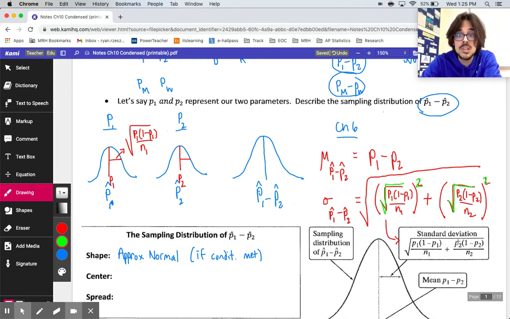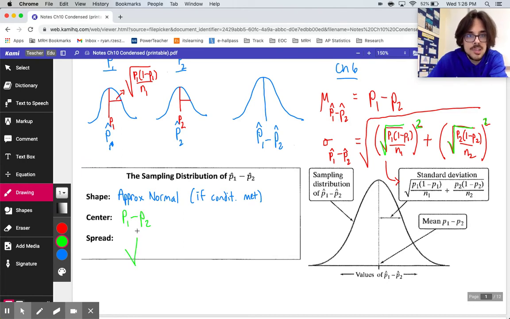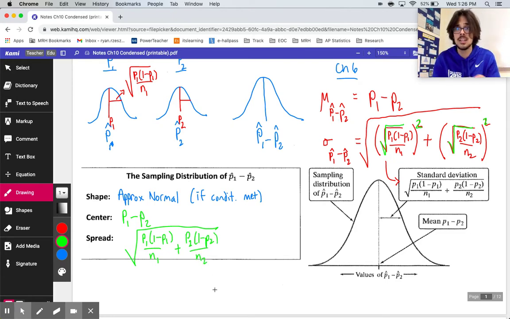Your standard deviation is a little more complicated looking because there are two different variables in the problem, but the core is still the same as what we learned in earlier chapters. So the center is going to be at P1 minus P2, and the spread is going to be the formula that you see written down to the right. If you don't really want to write it again, you certainly don't have to. But it ends up looking like this, all under one square root. And hopefully, using chapter 6, you guys are able to see what I did to get that formula written right there.